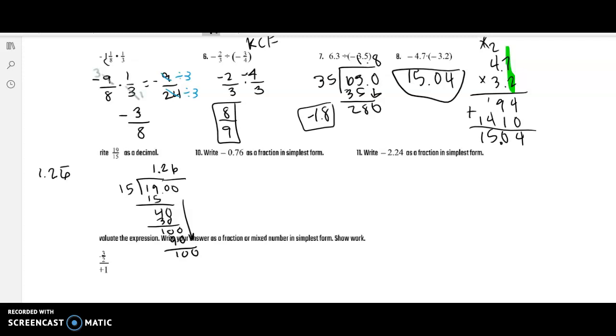So to write this as a fraction, we write it how we say it. So we have negative 0 and 76 hundredths. And now we'll simplify that. This is not in simplest form, so we're going to divide. The common multiple between both of those is 4, and so we're going to divide by 4. And 76 divided by 4 gives us 19 over 25.